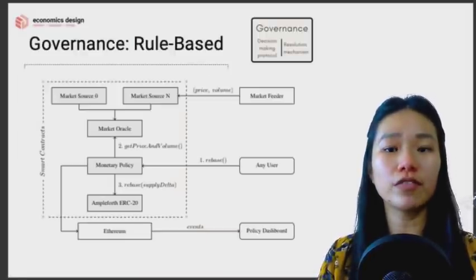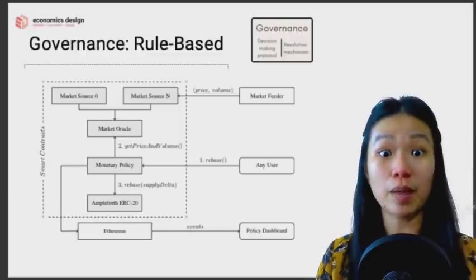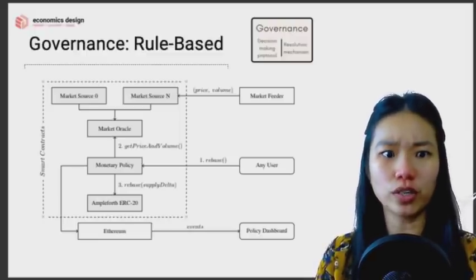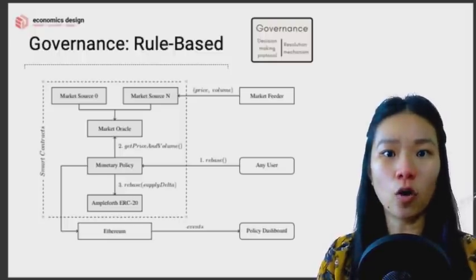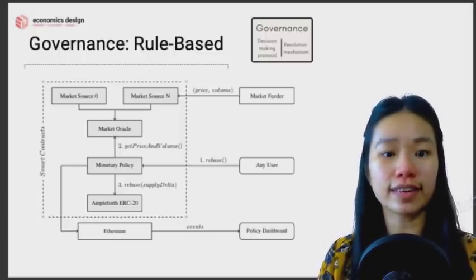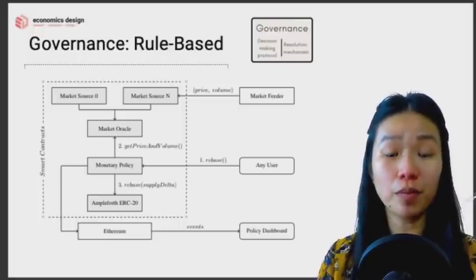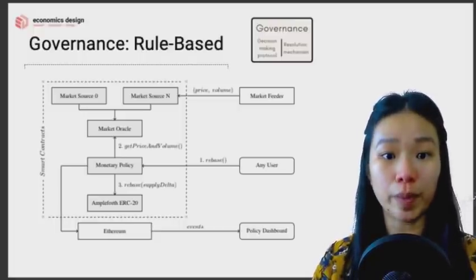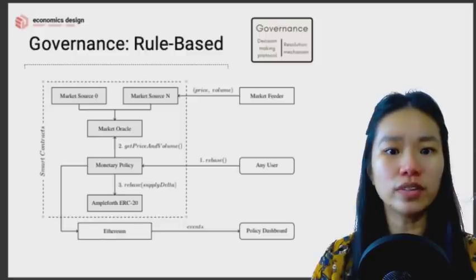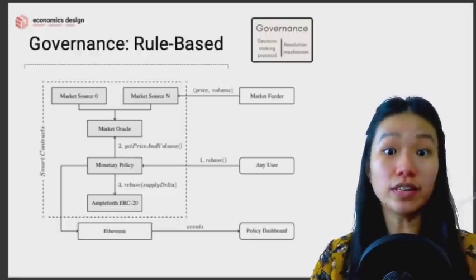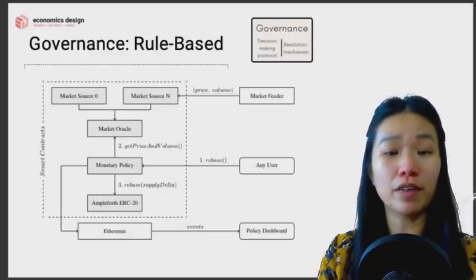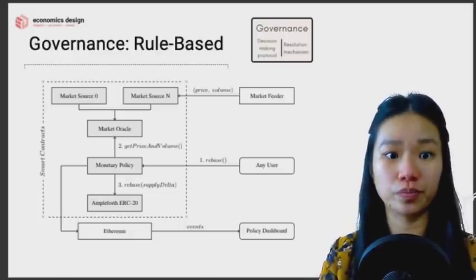Usually, I would say that governance is the most important variable in most projects, especially utility tokens. However, once again, this is money, and the whole money function has governance in a slightly different way. For Ampleforth itself, governance is rule-based. So there is no decision-making protocol, no resolution mechanism. Everything is rule-based. It's all defined in the math, defined in the smart contract, executed by machines. So governance is important here, but it has nothing to do with humans at all.